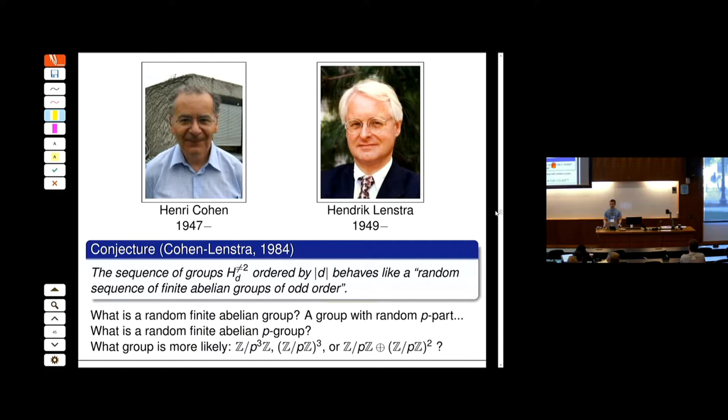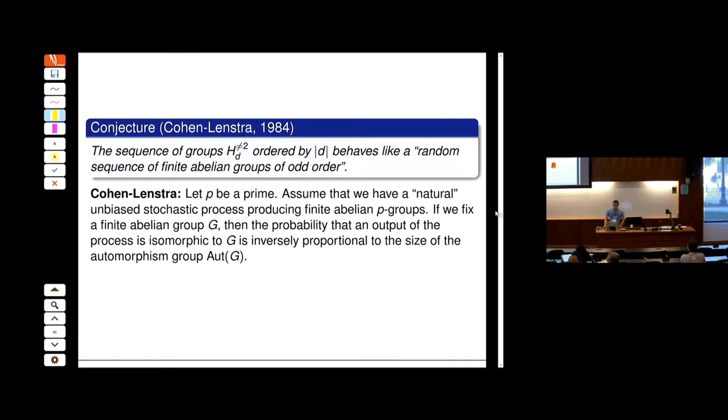Let's see how they did it. Their heuristic is more precise than what is quoted up there, and I'm going to be refining this in a few slides. Let p be a prime. Then assume that we have a natural and unbiased stochastic process producing finite abelian p groups. So it's really a big hat, and you're pulling groups out of a hat with no other constraints. It's really a random process. They are assuming that that's the case with the class groups, that there are no other constraints other than pulling them at random. So suppose you have one of those.